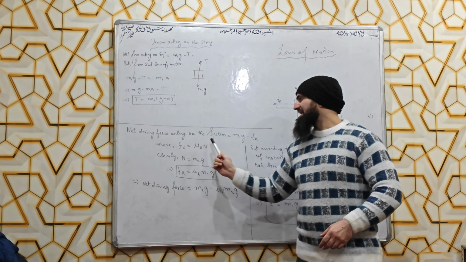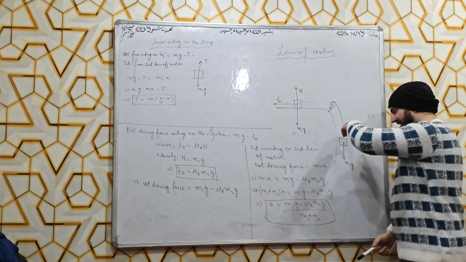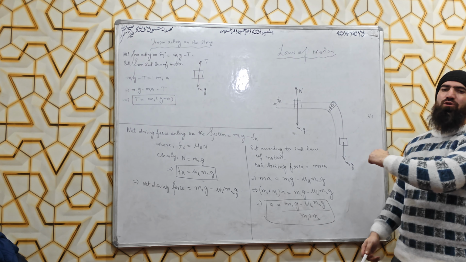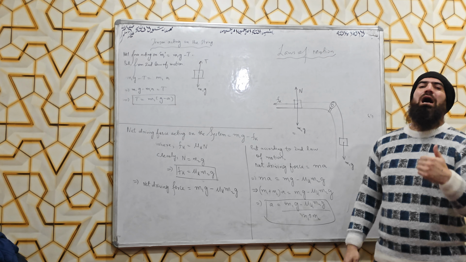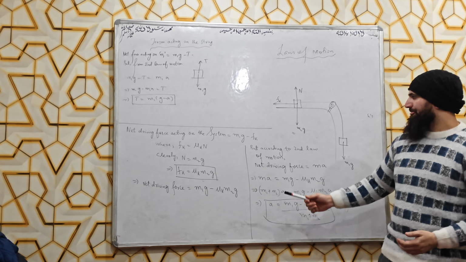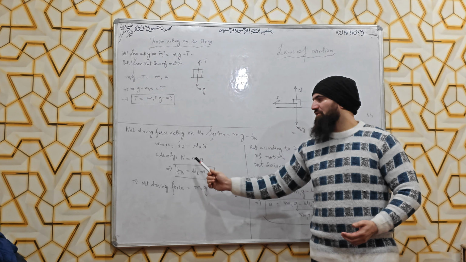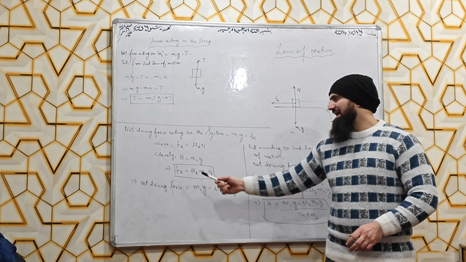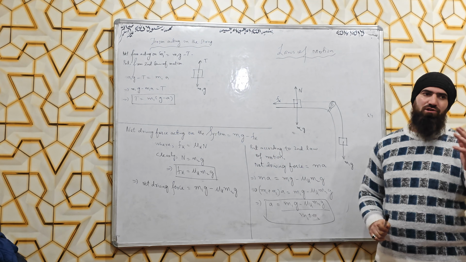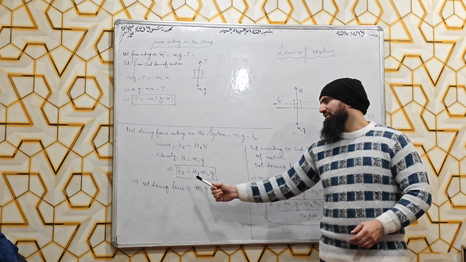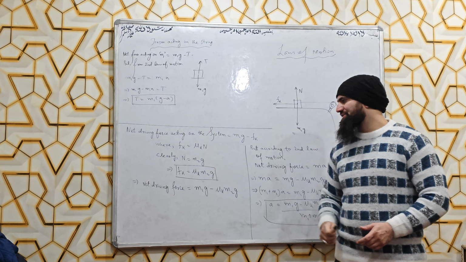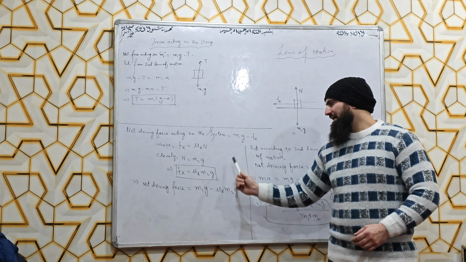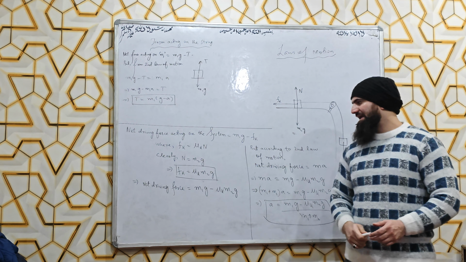The net driving force acting on the system is m1g, because it is driving it downwards, and fk, which tries to hold it back because it acts in the opposite direction of the motion. Now fk is mu k n, because kinetic friction depends on the normal reaction, but n is equal to m2g. So fk is equal to mu k m2g. The net driving force is m1g minus fk, so instead of fk we write mu k m2g.